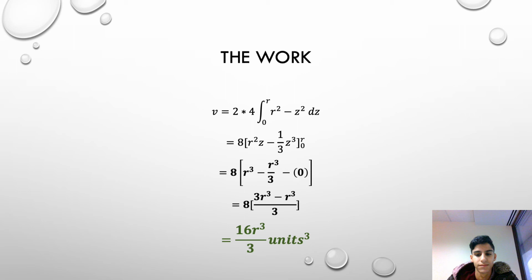Next, we apply the bounds. So we subtract the r plugged in minus the 0 plugged in. And now we have 8 times the bracket r cubed minus r cubed over 3 minus 0, end bracket. And all we do is continue to simplify here, and we are left with 16r cubed over 3 units cubed volume.